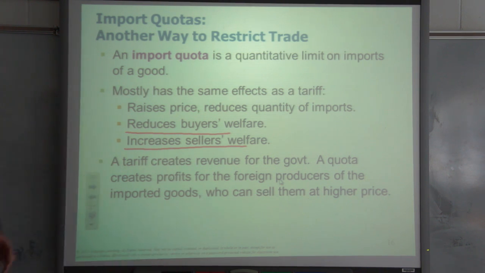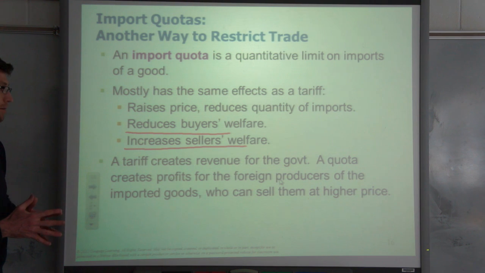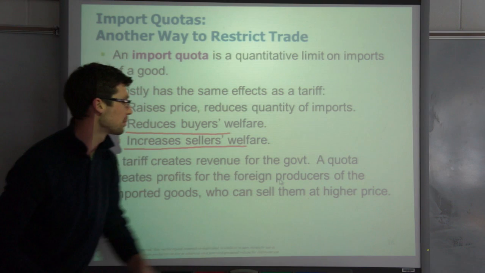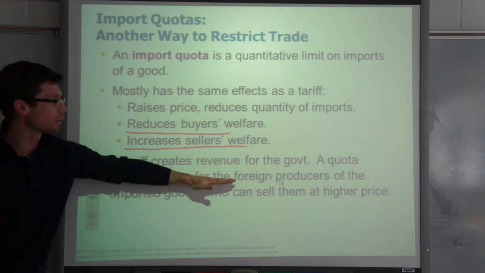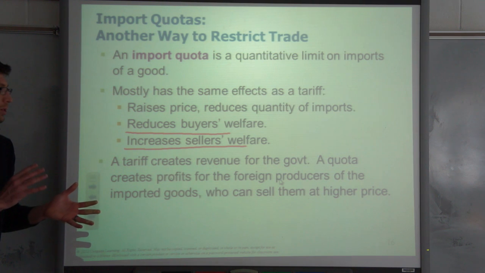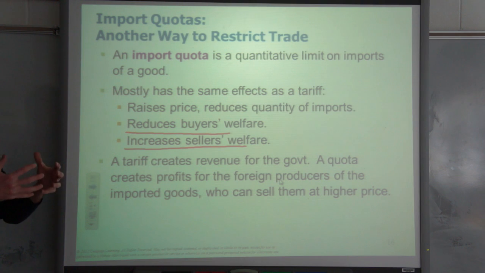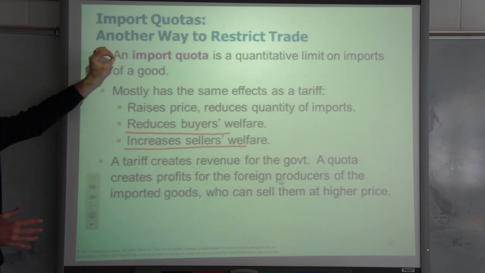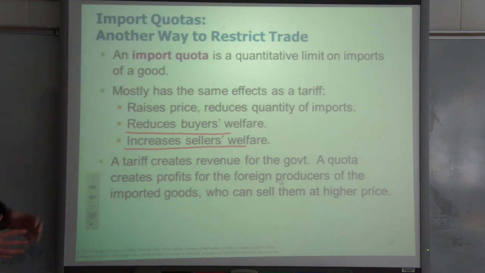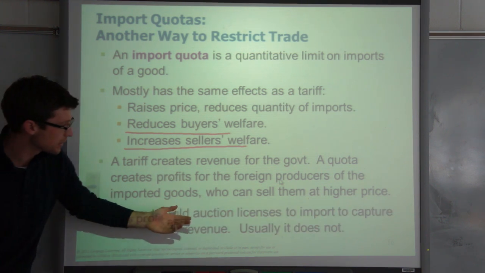Now, it says a tariff creates revenue for the government. So that was one of the benefits for our government, that they were getting revenue that they could spend on education and other things. But a quota creates profits for foreign producers. So if our goal was to help domestic producers and create some revenue, we would choose not a quota, but rather a tariff.